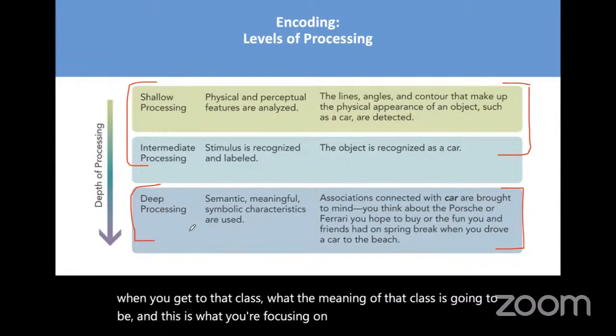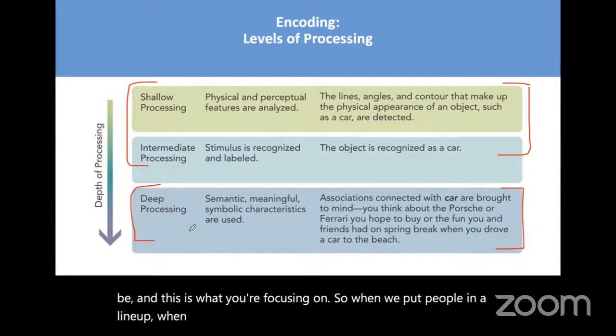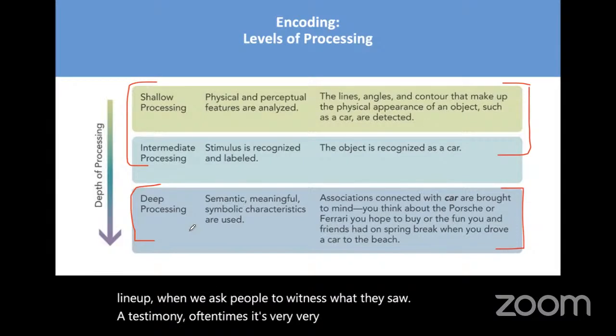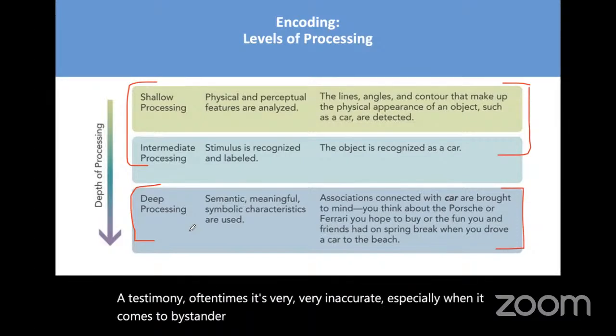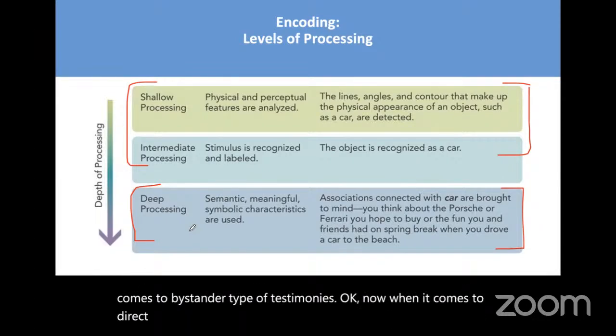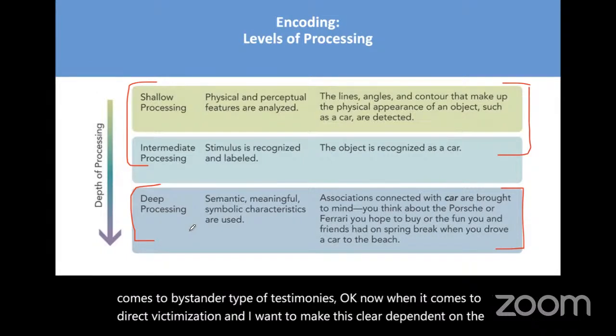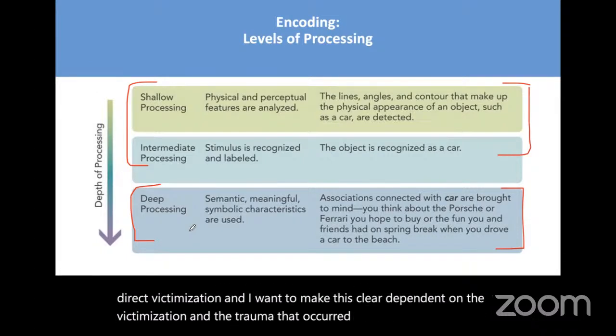So when we put people in a lineup, when we ask people to witness what they saw in testimony, oftentimes it's very, very inaccurate, especially when it comes to bystander testimonies. Now, when it comes to direct victimization, and I want to make this clear, depending on the victimization and the trauma that occurred, it can be accurate, but it also can be inaccurate.